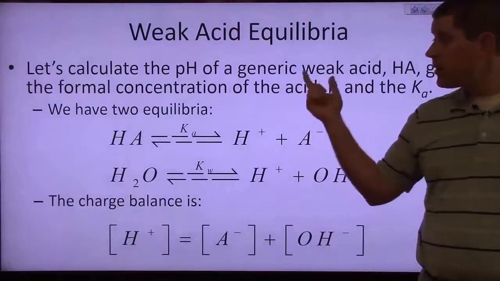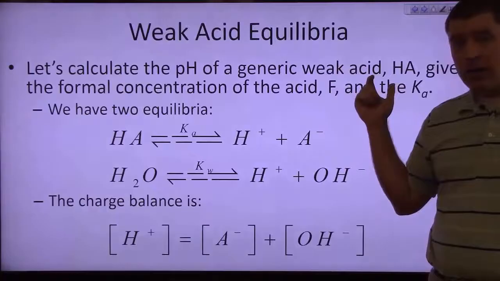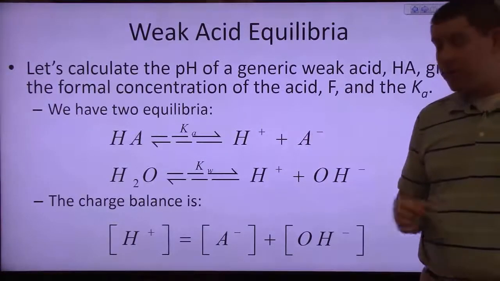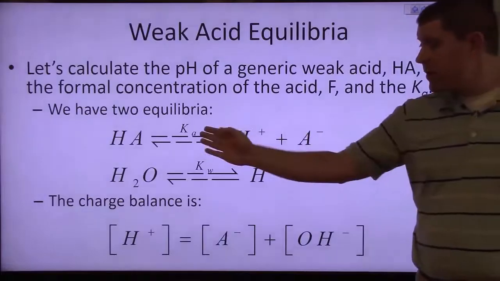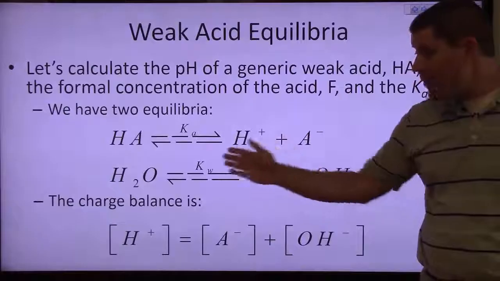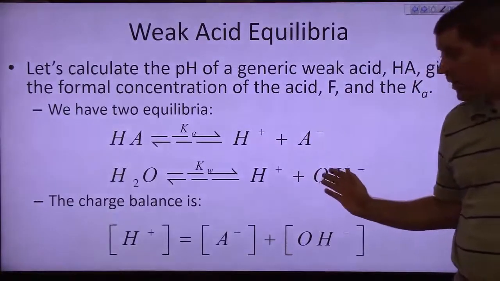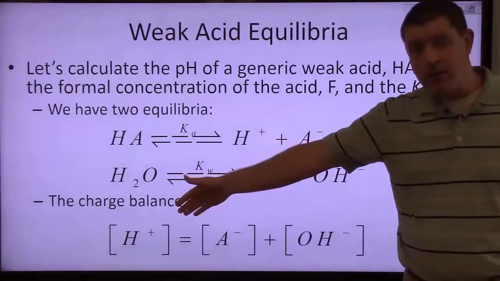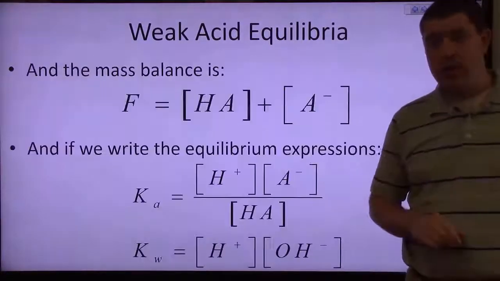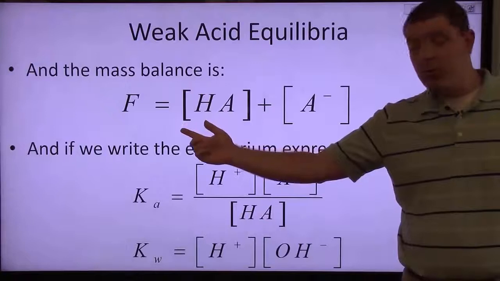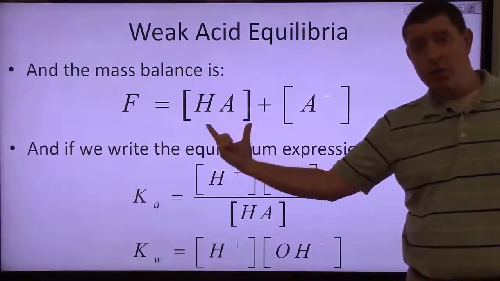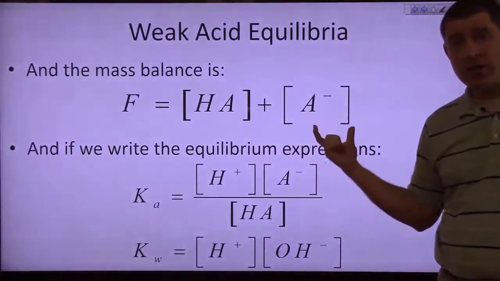Now let's calculate the pH of a generic weak acid HA given the formal concentration of the acid, F, and the Ka. So we have two equilibria. We have the dissociation of our acid, HA, into H plus and A minus, and we have the autoionization of water. The charge balance is the concentration of H plus is equal to the concentration of A minus plus the concentration of OH minus. Now the mass balance is the formal concentration of our acid is equal to the concentration of our protonated form plus the concentration of our deprotonated form.